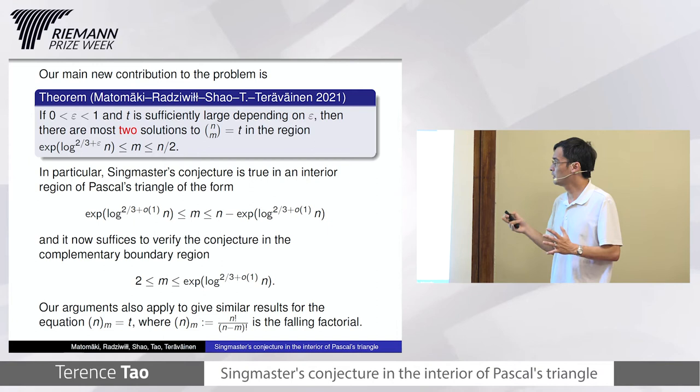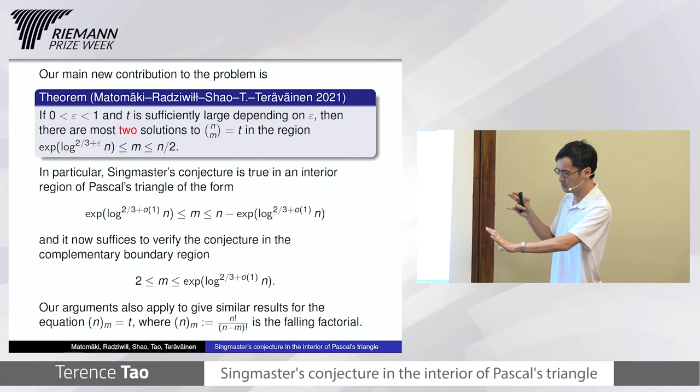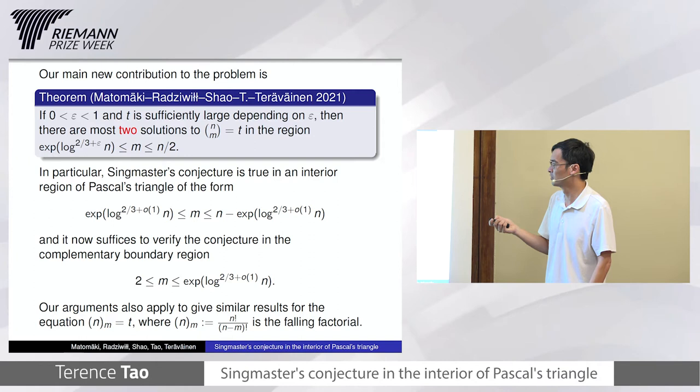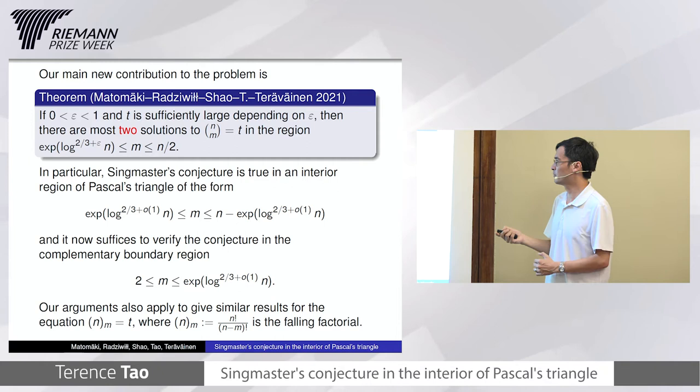What we found is that if you work in the left half of the triangle, and you only work somewhere in the interior, you don't get too close to the edge. So the left half of the triangle is when m is between 1 and n over 2. But if you make m a little bit bigger, this weird funny thing, exponential of log n to the 2/3. But if you stay away from the edge, which is the hardest region of the triangle to understand, but you work in the middle, then actually you only get at most 2 solutions.